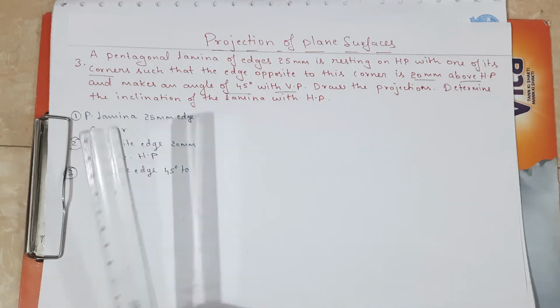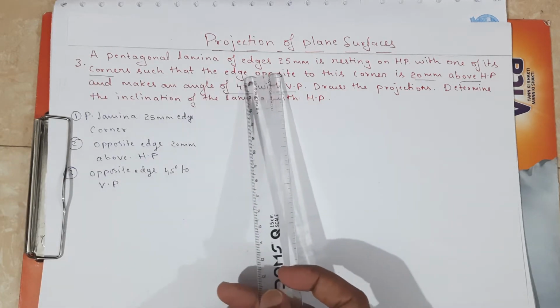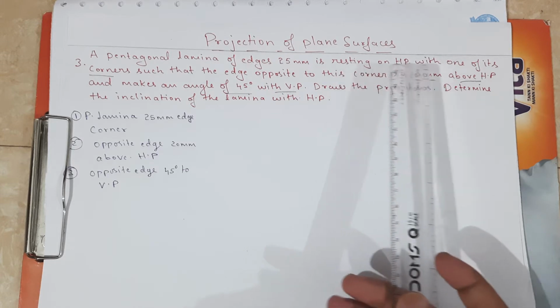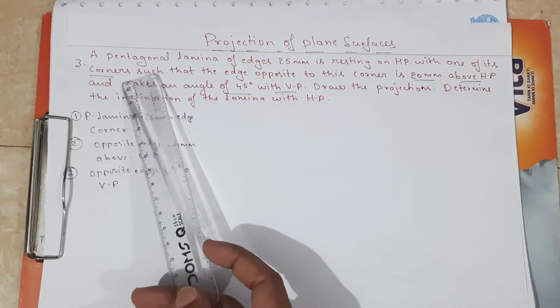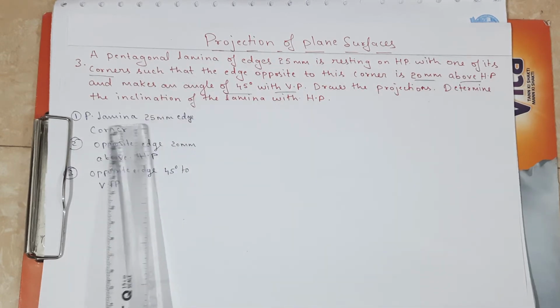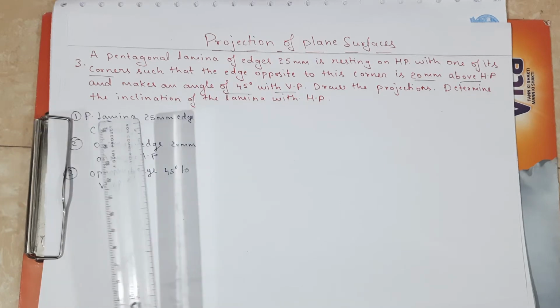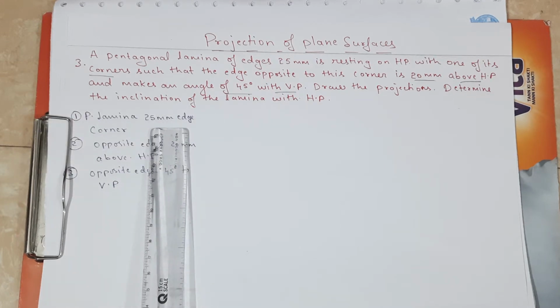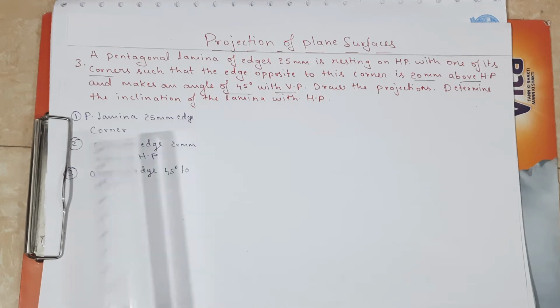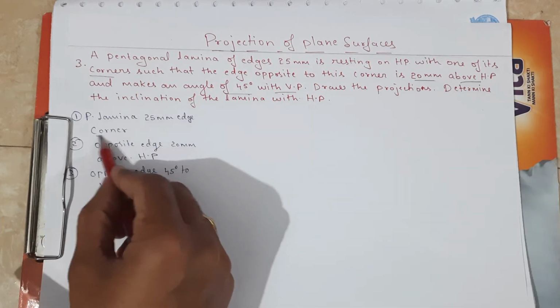The problem has been given like this: a pentagonal lamina of edges 25 mm is resting on HP with one of its corners. That is data number 1. It is a pentagonal lamina of edges 25 mm, resting on one of its corners. So this is data 1.